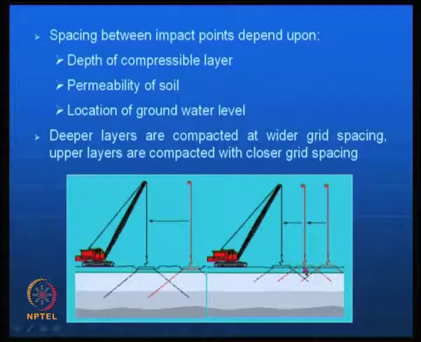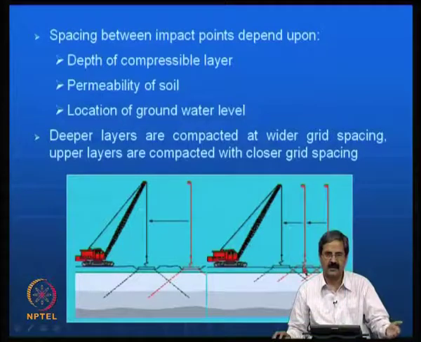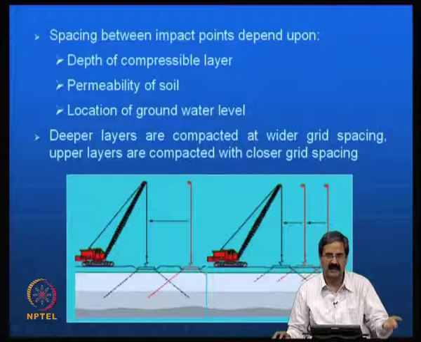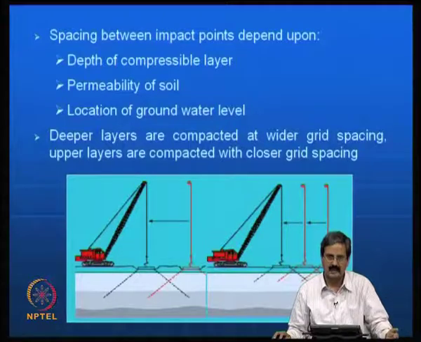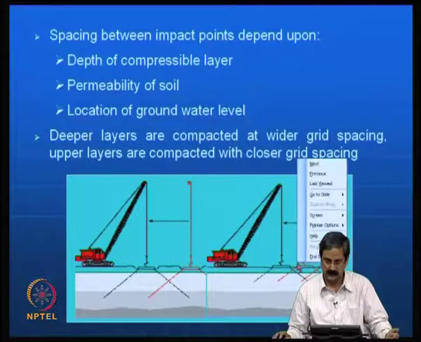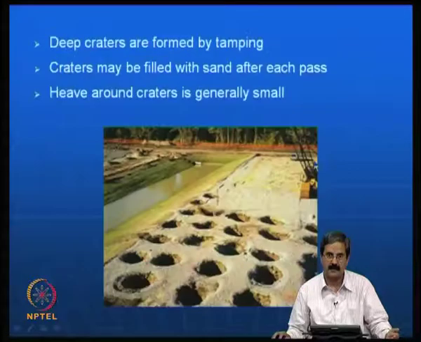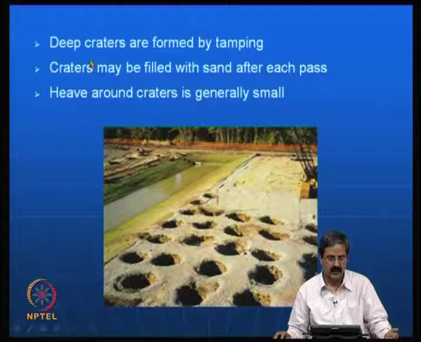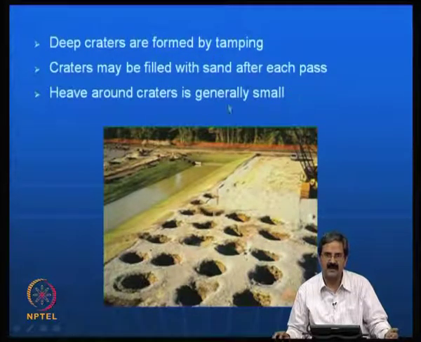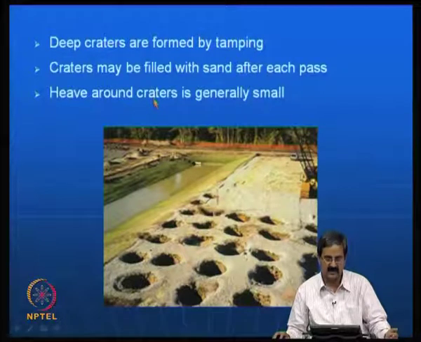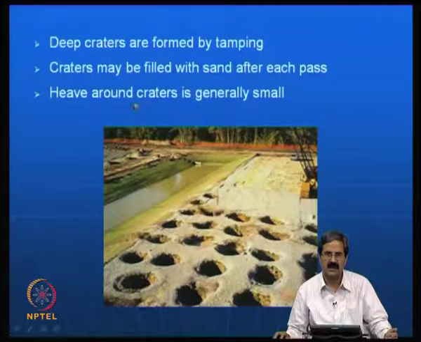Whereas, one can go for shorter spacing if you want to. The procedure that we do is that we first compact the deeper layers, then we come up and see that the same level of compaction is reasonably achieved at top layers as well. What we do here is that because of this compaction, deep craters are formed because of the tamping. These craters may be filled up with sand after each pass, and then there is a possibility that heaving occurs, like a small amount of soil comes out around these craters, which is normally small.